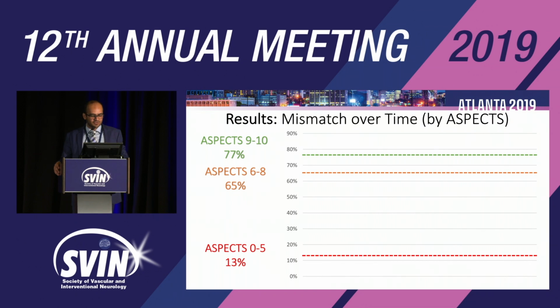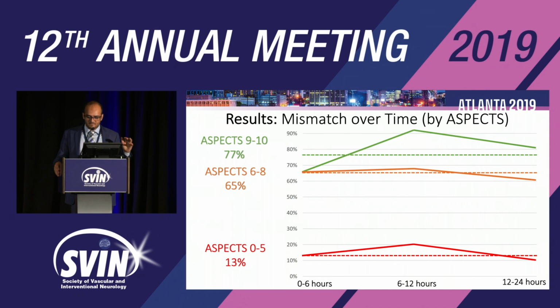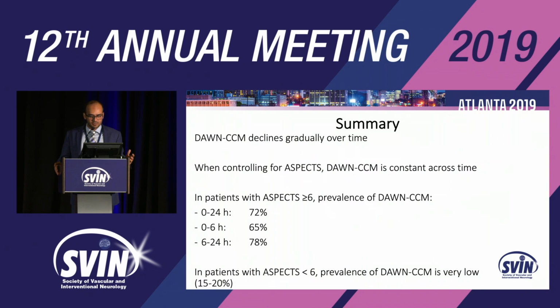But interestingly, when we graph this out by time, we find that for individual ASPECTS groups, the prevalence of DAWN mismatch does not decay over time, at least not up to 24 hours. After that, it may. So in summary, DAWN mismatch declines very gradually over time. But when we control for ASPECTS, it does not decay.